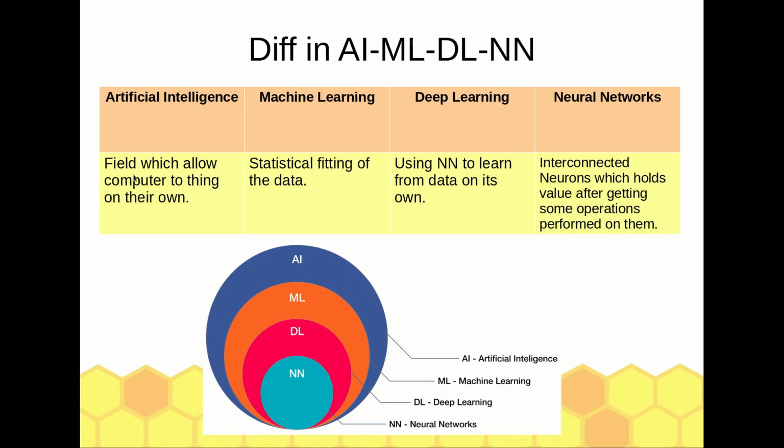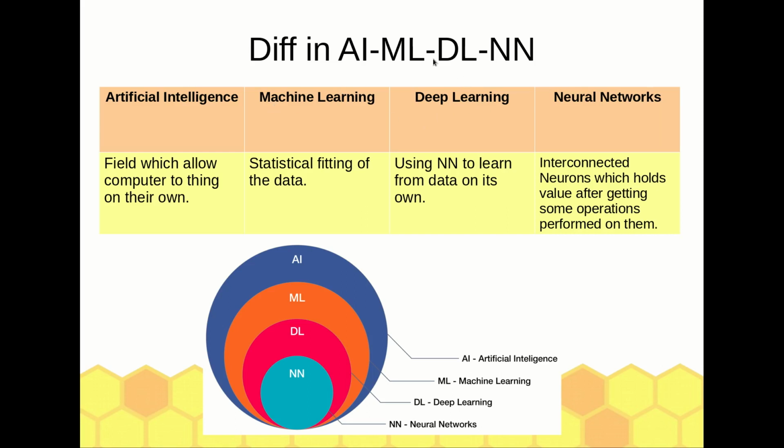So what actually is AI? AI is a field which allows computers to think on their own. So AI is the combination of ML, DL and NN. AI is not limited to just one task. AI is going to do more than one task without being explicitly programmed, right? Whereas machine learning fits on a particular data type and does a particular task for that data type. Similarly, deep learning also works on data of a particular type.